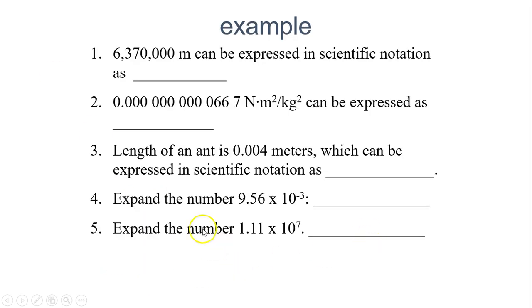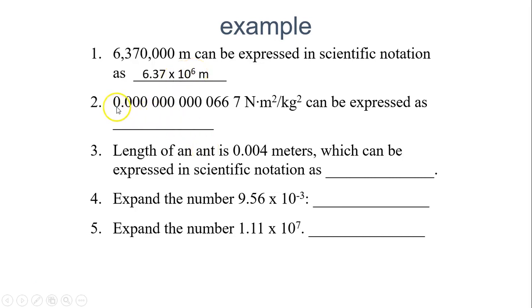Let's do some practice. First, this number, 6,370,000 meters, can be expressed in scientific notation as follows. The first number has to be greater than or equal to 1 and less than 10, so the first number becomes 6.37. Since your decimal point is here, change it to here. So your power becomes positive. When you move the decimal point 6 times to the left, your power becomes positive 6.